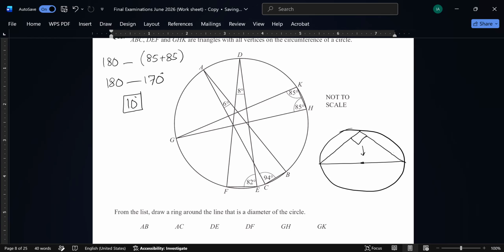Means there is no diameter line because there is no 90-degree angle. Similarly, let's take ABC. In this triangle, I observe there are two angles, one is 94 and the other is 6. So if I add 94 degrees with 6 degrees and subtract from 180, I will get the third angle. It's 180 minus 100. Therefore, the third angle is 80 degrees.